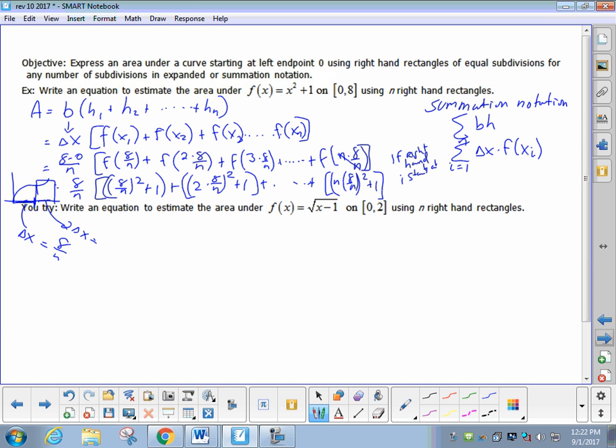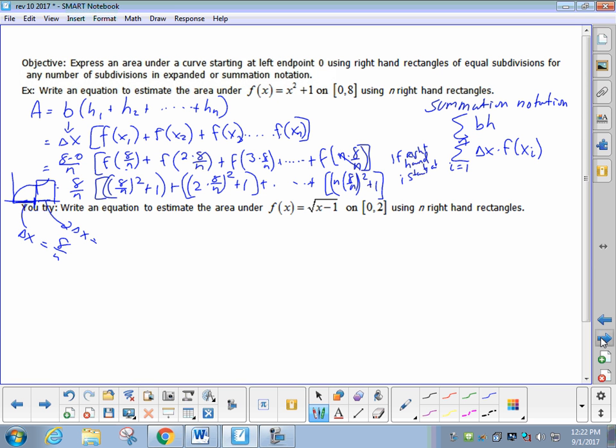How many rectangles do we get? We have 1, 2, 3, dot, dot, dot, n. That counts from the first rectangle to the last rectangle, whatever that might be, and that's the nth rectangle. So from 1 to n. You track it? All right.